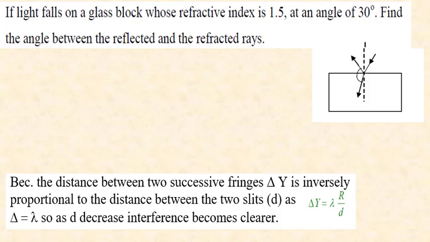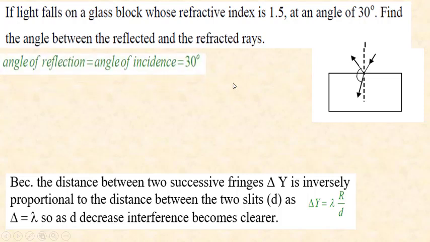So from the given, n of this glass block is 1.5, and the angle of incidence, the small angle, is 30 degrees. The question: what is the angle between the refracted ray and the reflected ray? This is reflected and this is refracted. I'd like to get this angle. Follow these steps. The angle of reflection equals the angle of incidence, which equals 30. So this angle next to it equals 30.